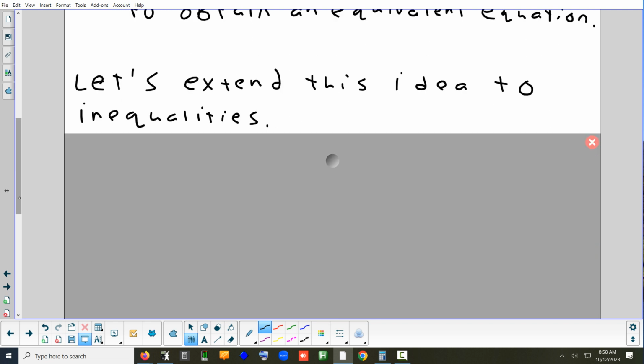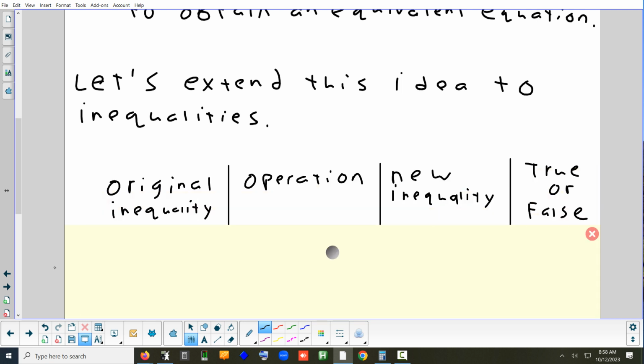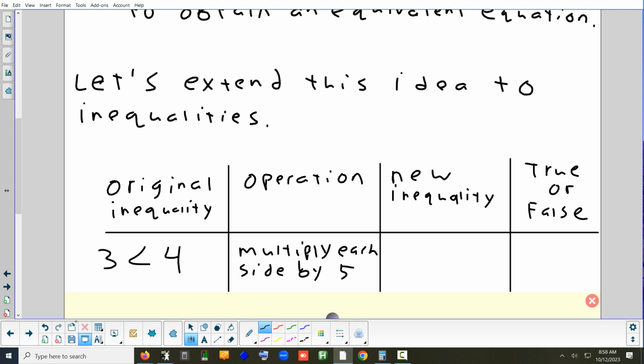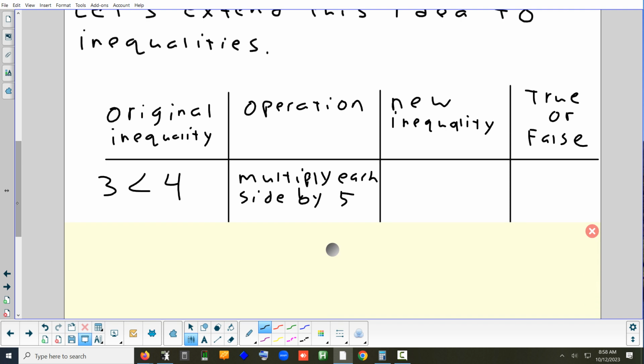And now we're going to try to extend that same idea to inequalities, and we're going to see if it works exactly the same. Maybe it does work exactly the same, maybe it's a little different. Let's see. You guys have a table, and on the table it has an original inequality that is true. Let's make sure everybody agrees. Does everyone agree 3 is less than 4? Yes. Okay, so we're starting with something that's true.